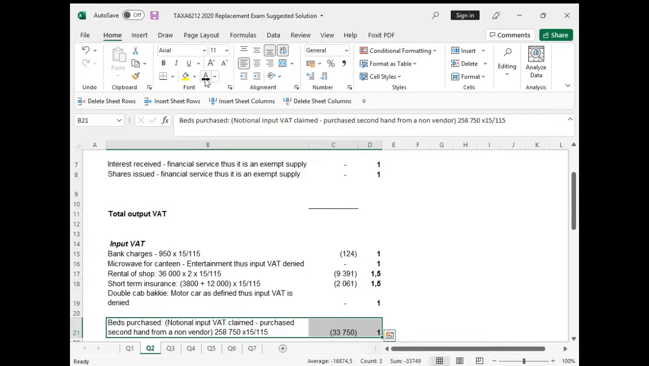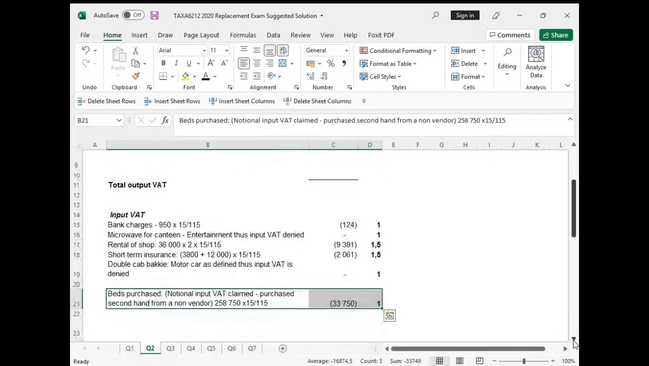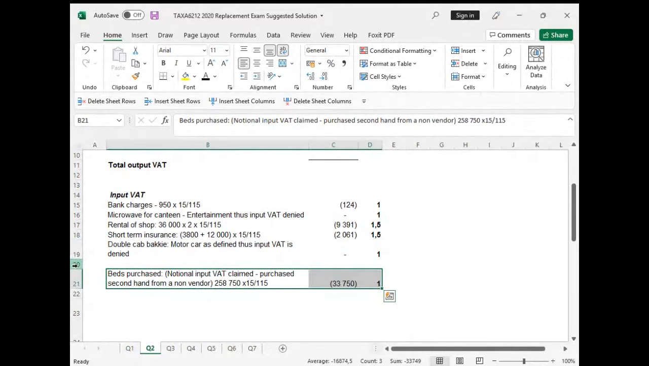Okay, so the bed's purchase was second hand. So remember, the amount is considered as if it already includes VAT. So therefore, we will deduct it.